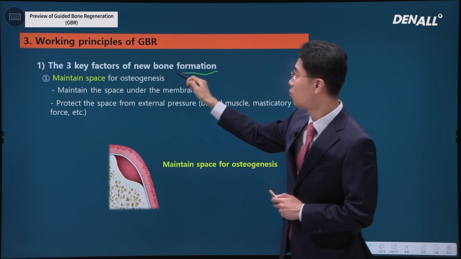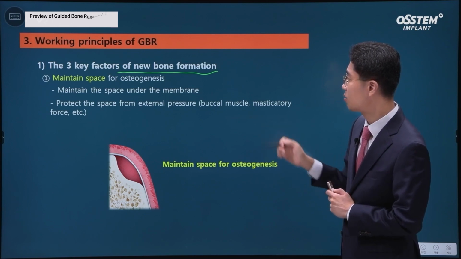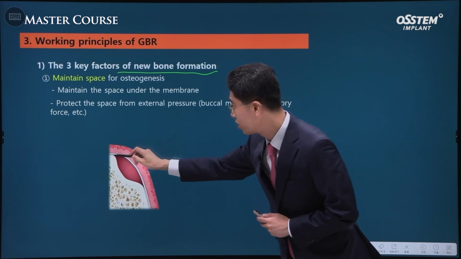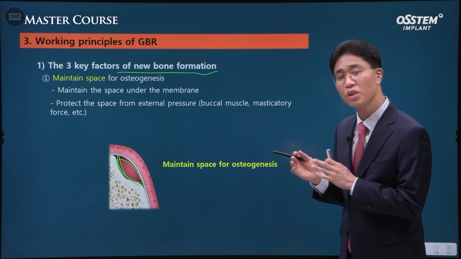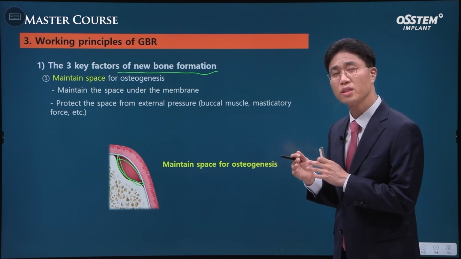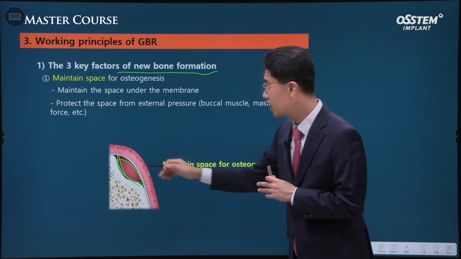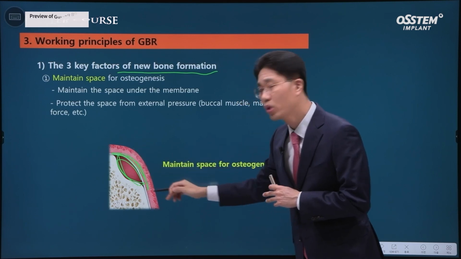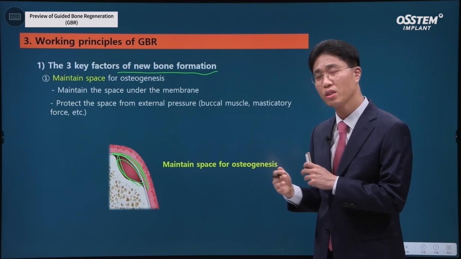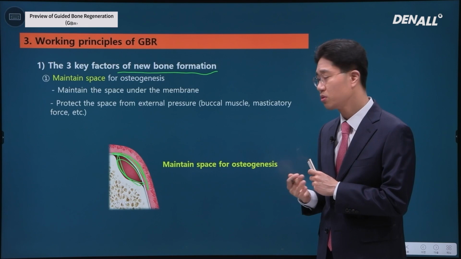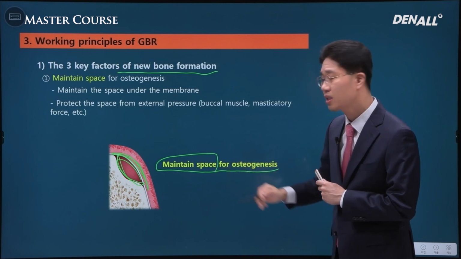For new bone formation, among the different factors that play in, if you look at the first, maintenance of space, in order to get the new bone formation, we need to be able to protect the space from external pressure. Bone is not generated within a couple of days. It is generated over an extended period of months. If there is collapse or other issues, then the desired bone may not result. In order to get good osteogenesis, maintaining space is essential.